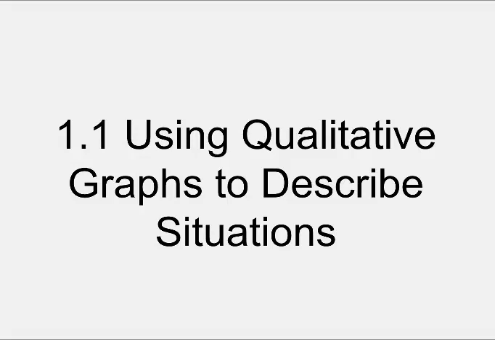So we'll define what qualitative graphs are. And when I say describe situations, it's just like I'm going to give you a problem, and I'm going to say, well, there are two variables. And how are they related? And then what we're going to want to do is show a mathematical graph that describes that situation. And that'll make more sense as we go through the video and our lecture.